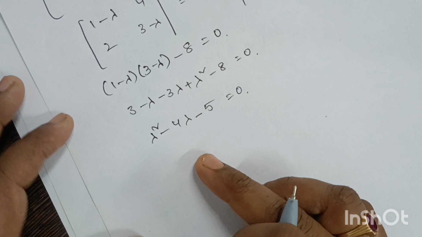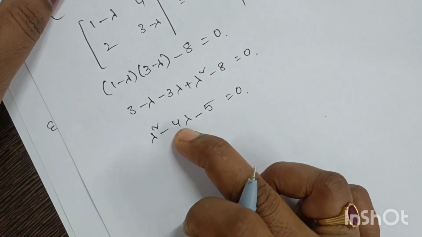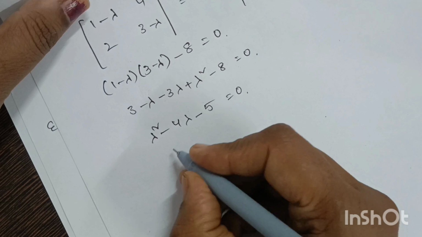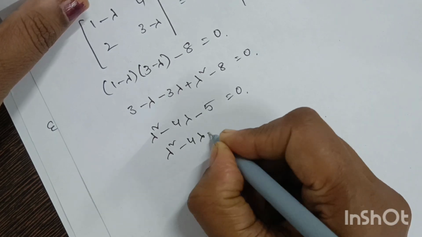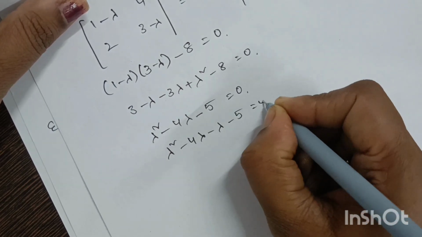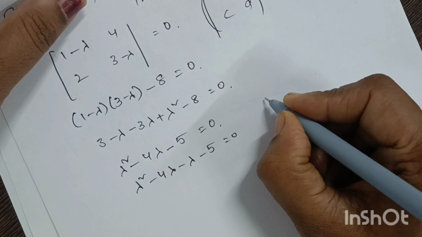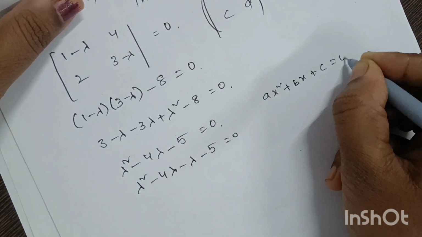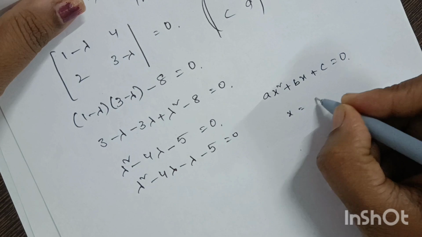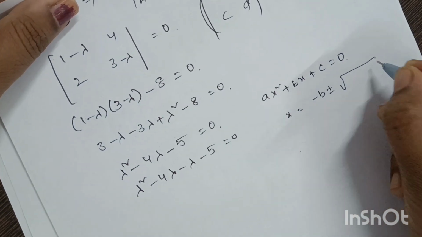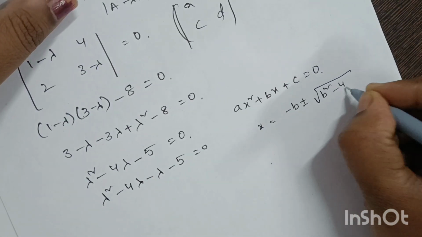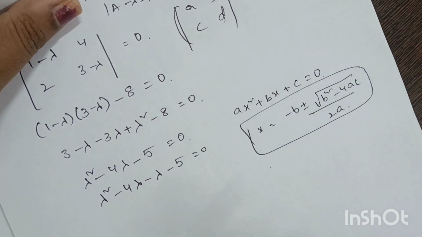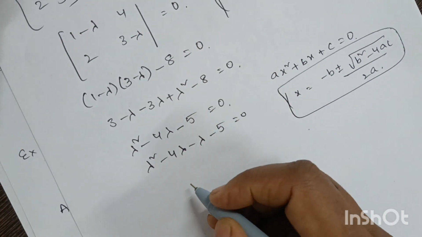Then lambda square minus 4 lambda minus 5 is equal to 0. One more thing: for a x square plus b x plus c equal to 0, how to find the roots? x is equal to minus b plus or minus the square root of b square minus 4ac, all over 2a. So this is one more formula.